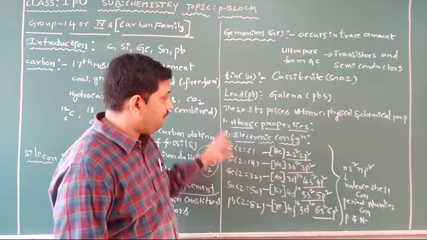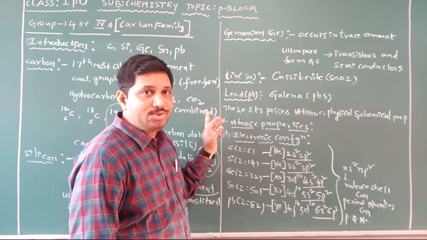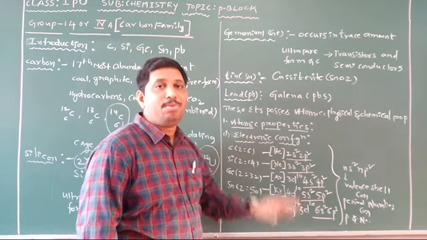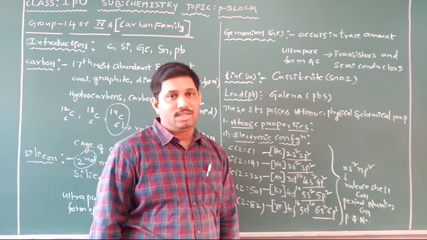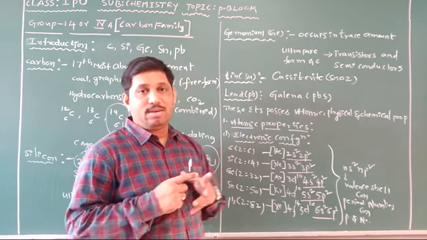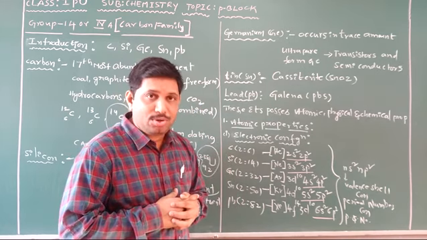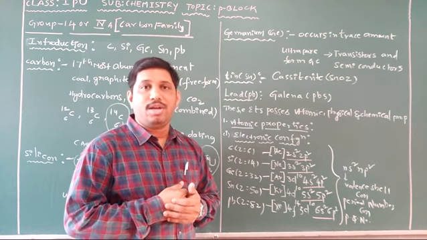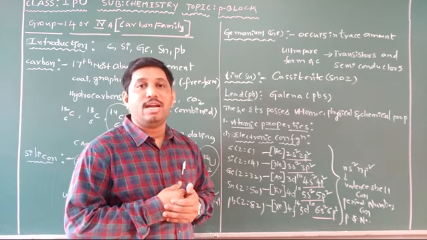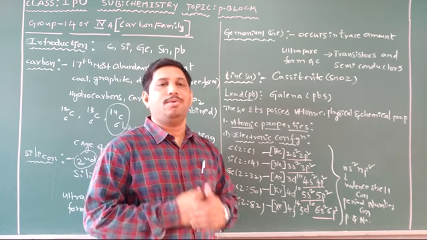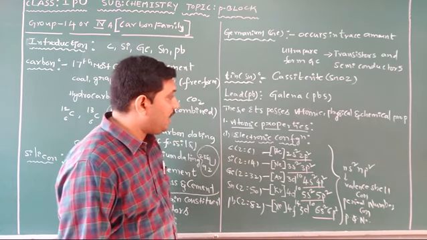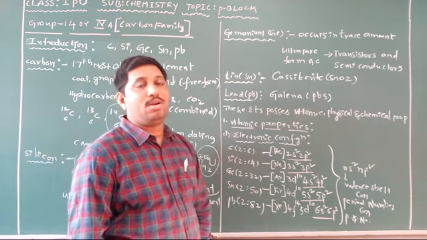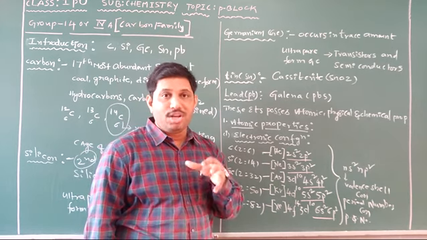Okay, student. The first topic, introduction regarding the element, is completed. The first topic is atomic properties. In this subheading, we are discussing four subtopics: electronic configuration, atomic radius, ionization energy, and electronegativity. First subtopic, student, electronic configuration of the group 14 elements.